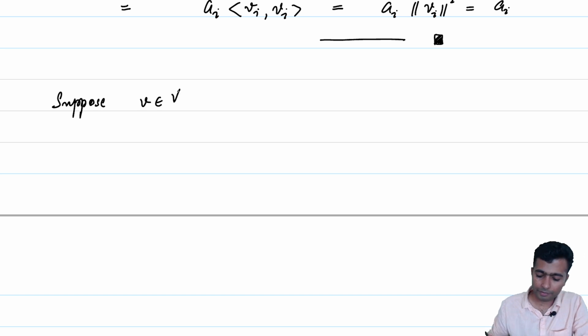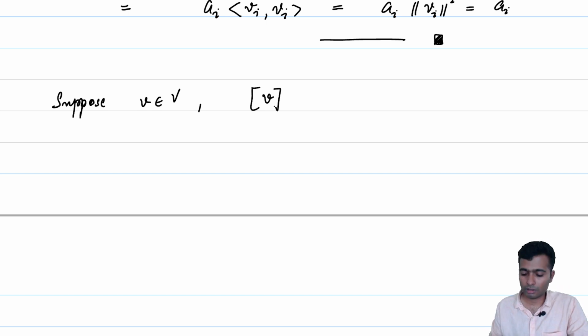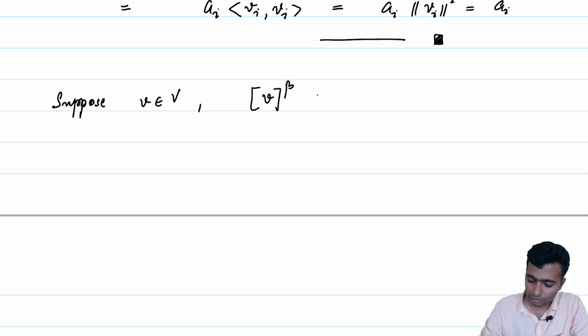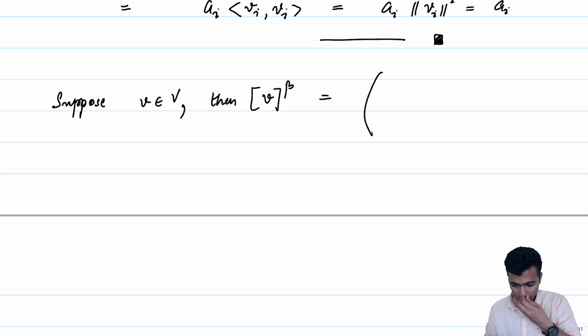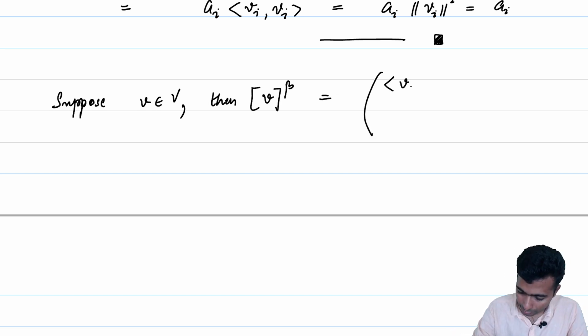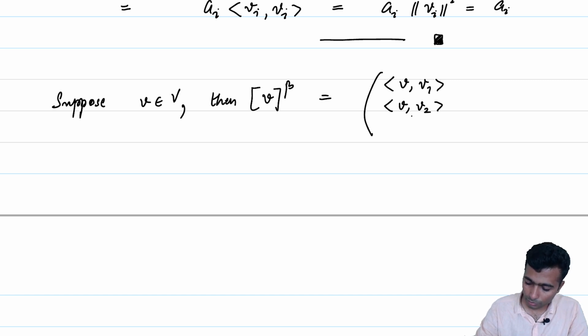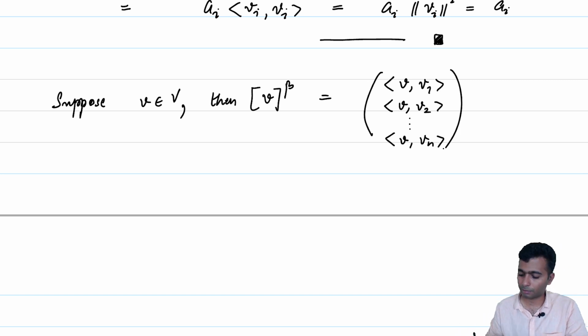Suppose V is in capital V, and then we are interested in what is the column vector representation of V with respect to beta. Then this is just equal to the column vector which is given by the inner product of V with V1, V with V2, and so on, V with Vn. So we now have an explicit column vector representation of V with respect to beta.